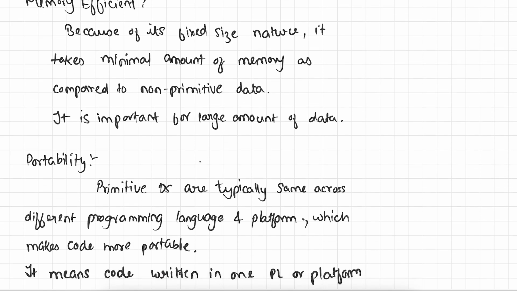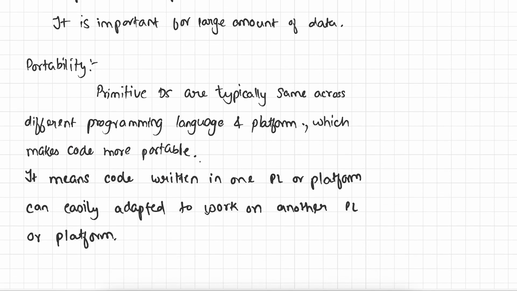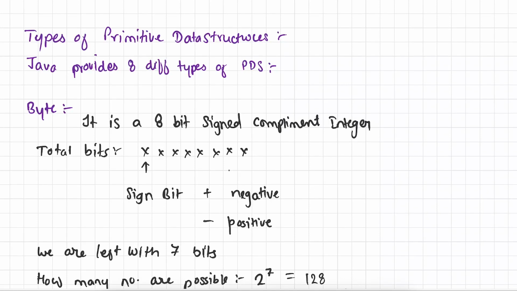Okay. The next feature of primitive data structures is portability. Primitive data structures are typically the same across different programming languages and platforms, which makes our code more portable. For example, in programming languages like Java, JavaScript, PHP or Python, you are going to get primitive data structures almost everywhere. So if we write code in one programming language or platform, we can easily adapt this code to work on another platform or programming language. This is how portability of primitive data structures helps us adapt code to work in another programming language also.